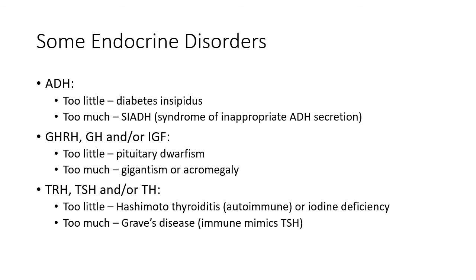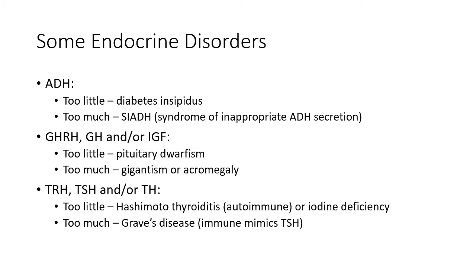If you have too much ADH, that's called SIAD, or Syndrome of Inappropriate ADH Secretion. And that means that you're going to be retaining too much water, your blood pressure will be high, but also the concentration of ions in your blood is going to be low because they're being diluted by all the extra water. So that can cause a lot of serious problems.